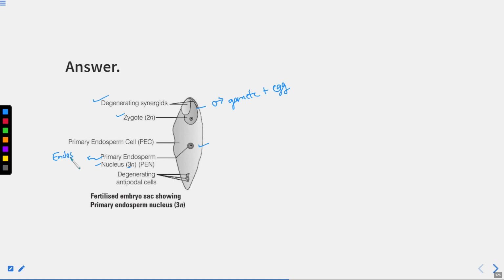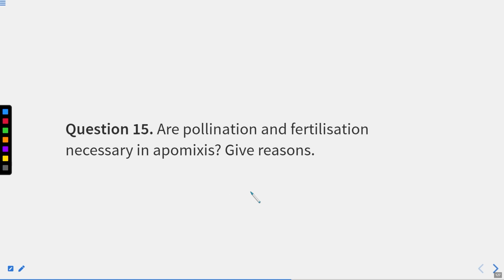So endosperm will be triploid, and after fertilization antipodals also degenerate. So this is an image showing you the fertilized embryo sac, showing the primary endosperm nucleus, which is triploid, and this will give rise to the triploid endosperm. Okay, so this is clear. Now let's move on to the next question.